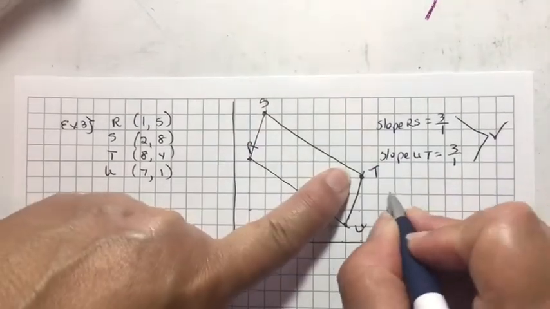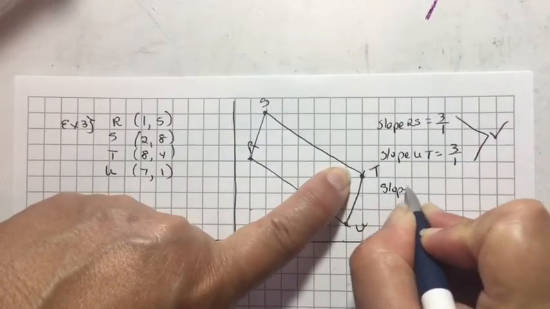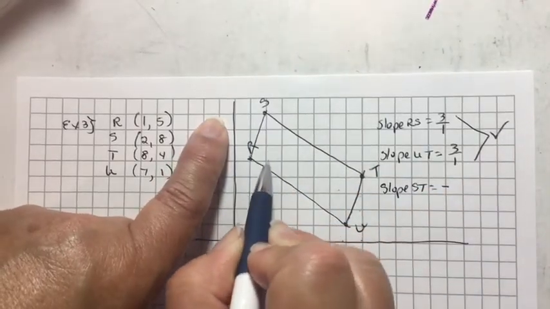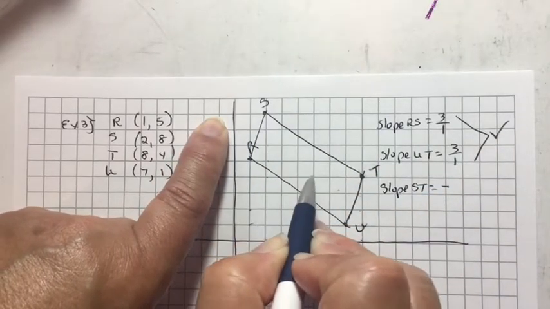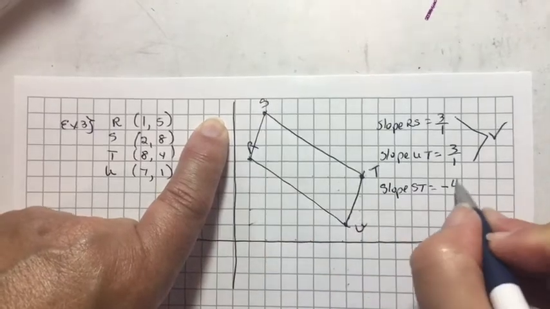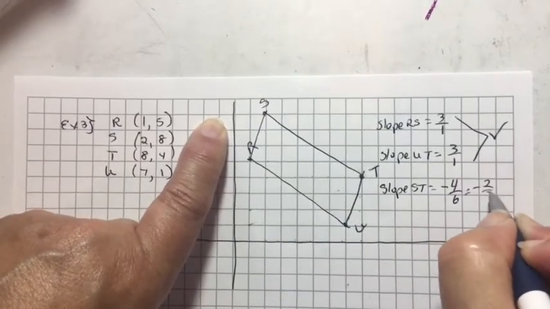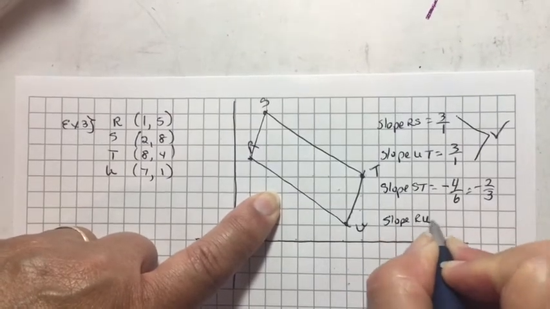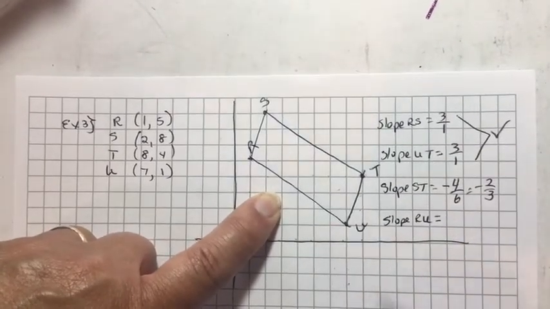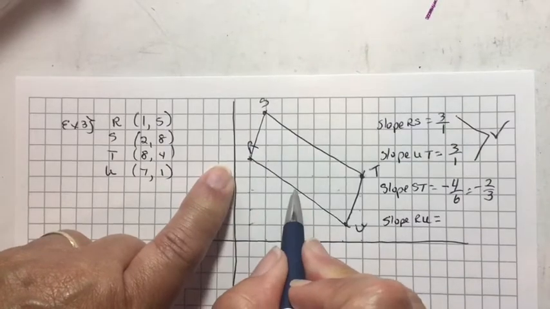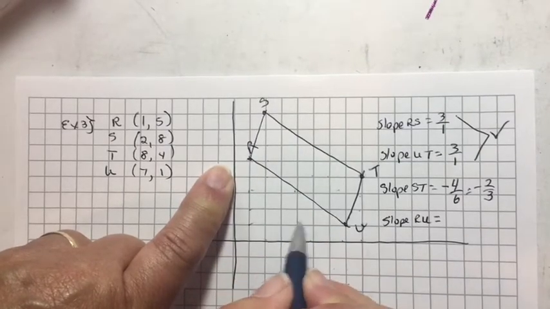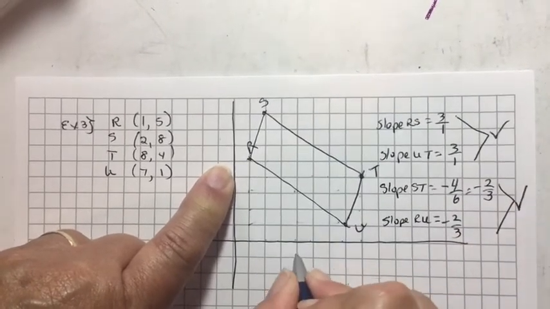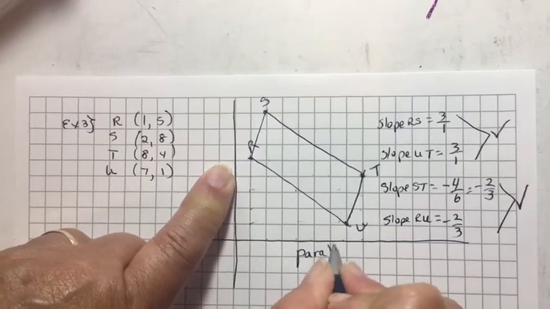Let's check the others. From S to T, notice it's downhill, so it's a negative. 1, 2, 3, 4 down, and 1, 2, 3, 4, 5, 6. So that gives me a slope of negative 2/3. Now, if this last one, RU, is also negative 2/3, then I'm in business. Negative 2/3. Down 2 over 3, down 2 over 3, and it is. I have a parallelogram.